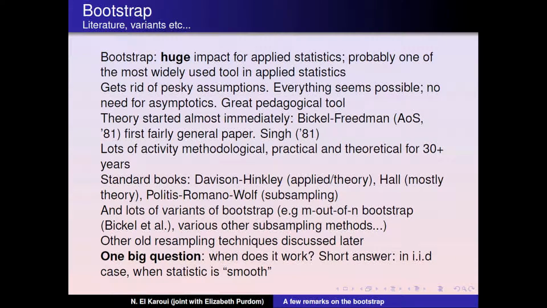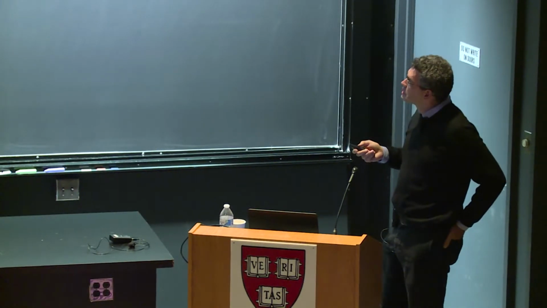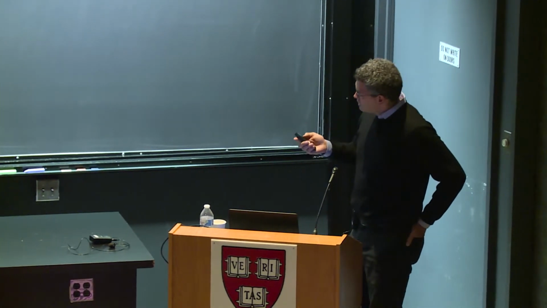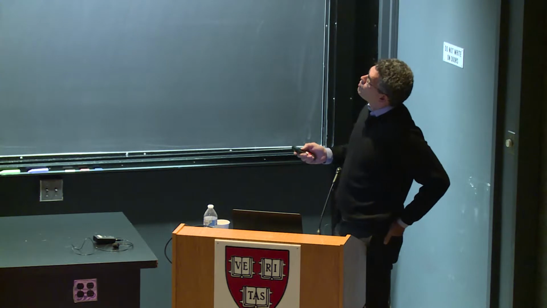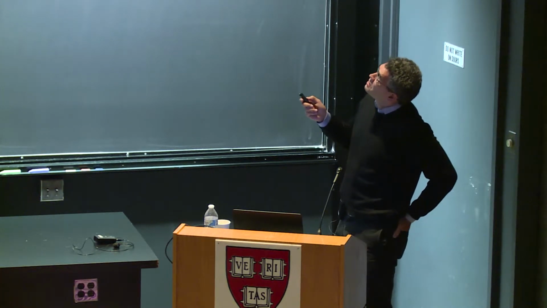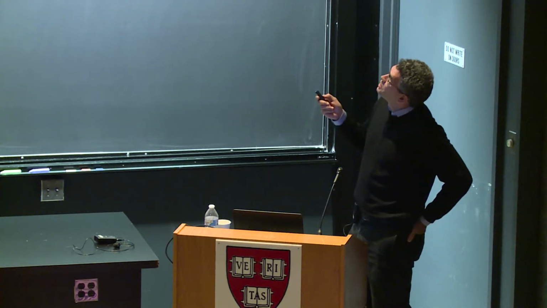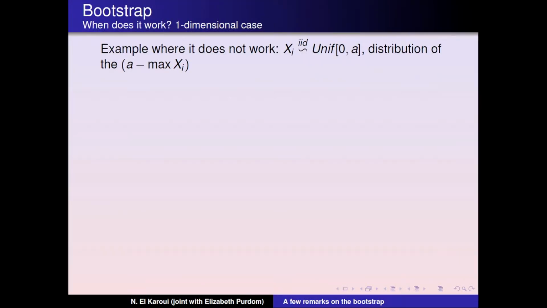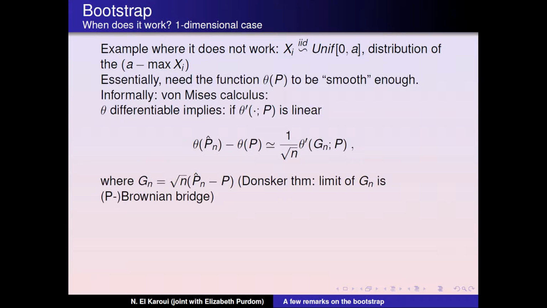The big question is, when does it work? In some sense, a lot of the important soft knowledge in statistics that's easy to transmit is that if the statistic is smooth, then the bootstrap works. An example of a statistic that's not smooth is the maximum of a sample. If you're trying to get a confidence interval for the endpoint of data uniformly distributed on an interval, and you try to bootstrap, that doesn't work. That was in the first paper of Bickel and Freedman.